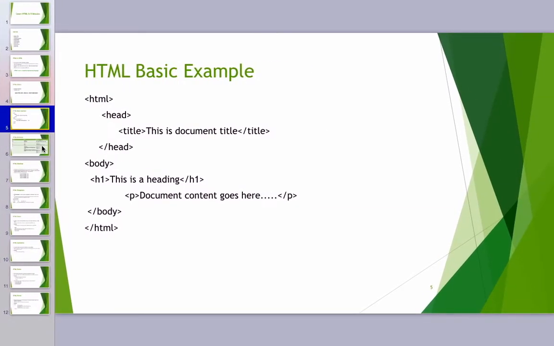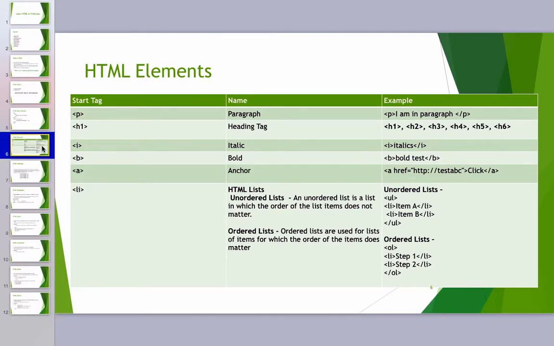Now let's learn about HTML elements. There are different HTML elements, but these are some of the important ones. One is the paragraph, then H1, which is a heading, and I'll go into detail on those as well. A paragraph is nothing but where you write your content. Then you have heading tags. There are different kinds of heading tags: H1, H2, H3, H4, H5, H6.